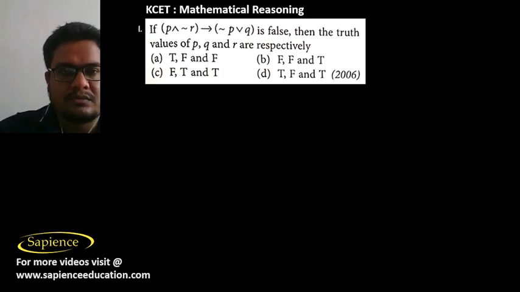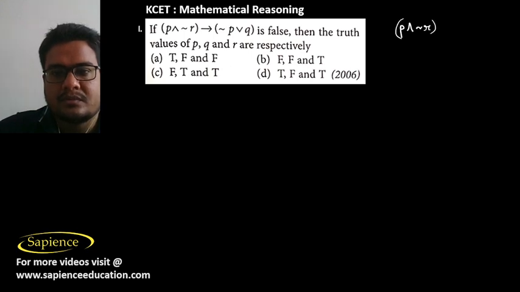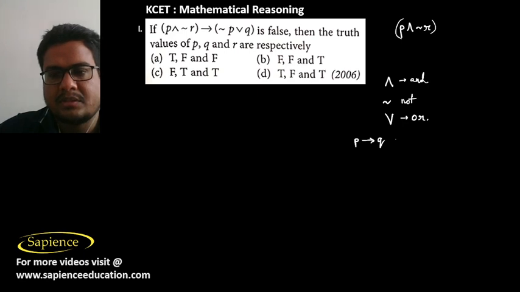Here we shall start from the very first question. Here it is told, if P and not R. So this symbol means... whenever this symbol is used, suppose like P, it means if P then Q. P and Q are some mathematical statements.